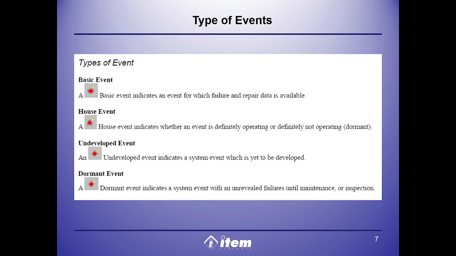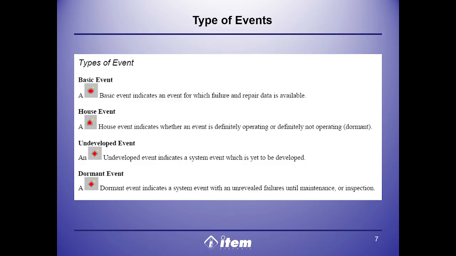Just as we have a library of logic gates, the ITEM Toolkit provides several event types to represent the different ways components fail and how we interact with the model. The most fundamental is the basic event. This represents a primary failure at the component level that is not broken down any further. This is where we will eventually assign our specific failure rates and probabilities.